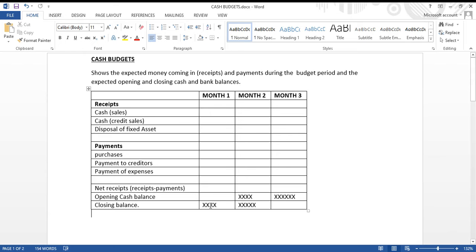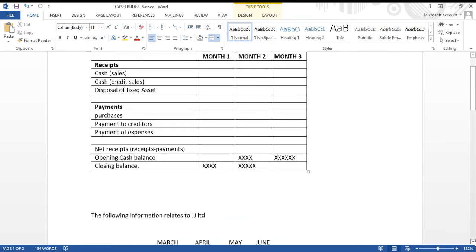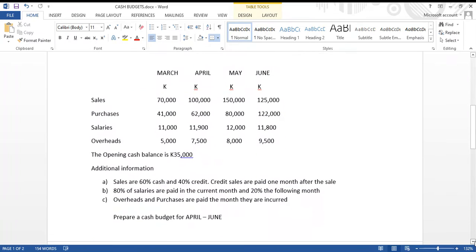Once you get your closing balance for month one, it is going to be the opening balance for month two. And the closing balance for month two will be the opening balance for month three. So let us look at a practical example.